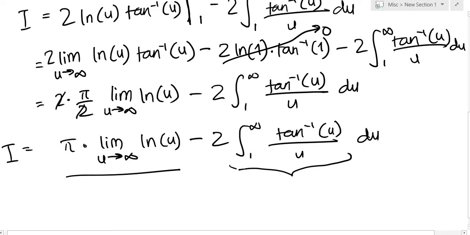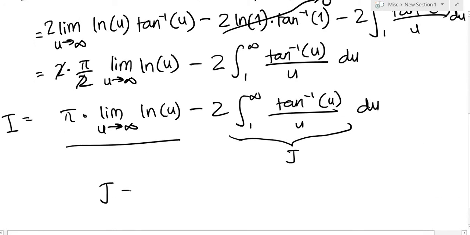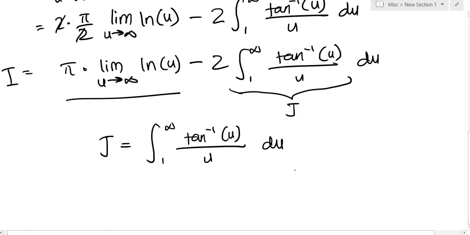So let's just call the integral, forgetting the negative 2, j. Let me just write it down. So j is, I'm not taking the coefficient into the definition of j. So j is just the integral from 1 to infinity of the inverse tangent of u over u du. And for the integration of this thing, you can't use any standard known elementary integration techniques. We need to use some Leibniz rule.